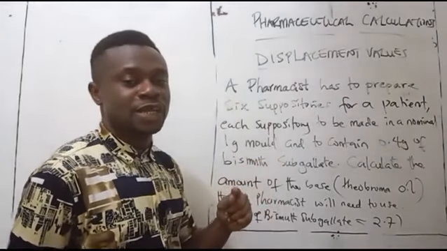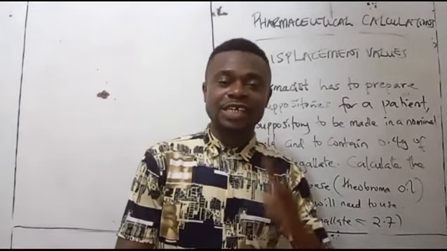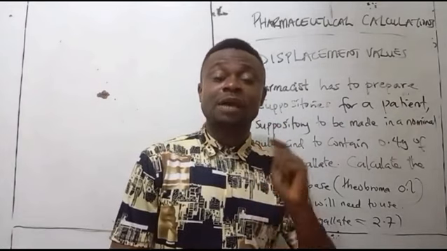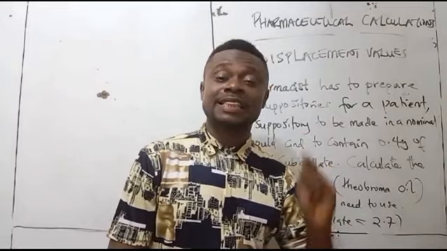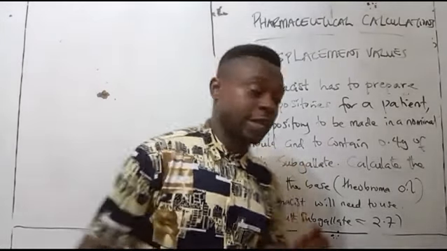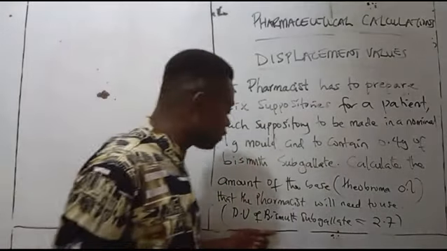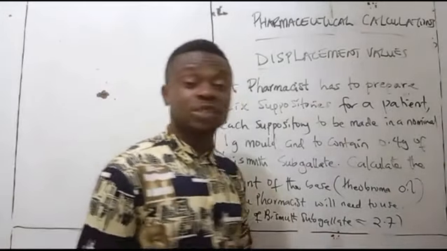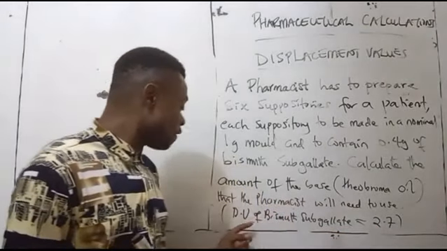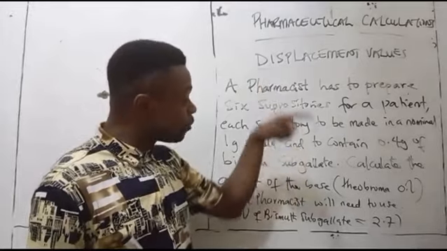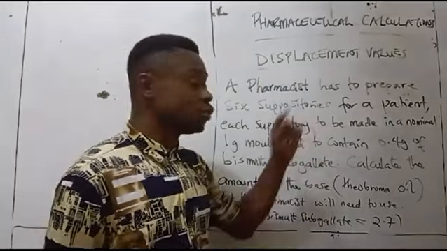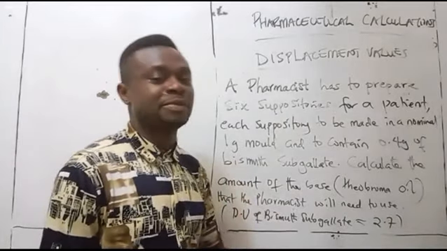We also remember that we define dV. dV means displacement value. We define displacement value as the amount of a substance that displaces 1 gram of theobromine oil. Here, the dV of bismuth subgallate is 2.7, so what it implies is that 2.7 gram of bismuth subgallate, when incorporated in this suppository, will displace 1 gram of theobromine oil. That's the meaning.